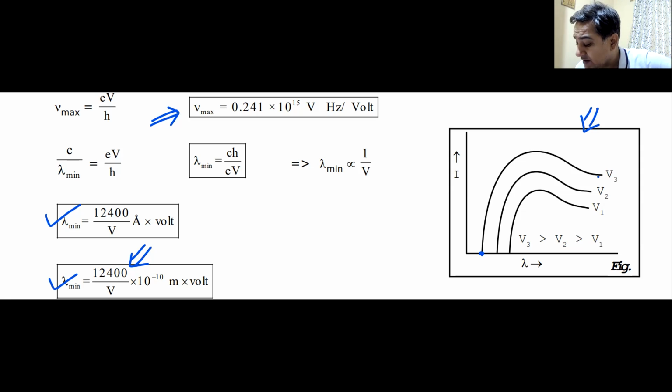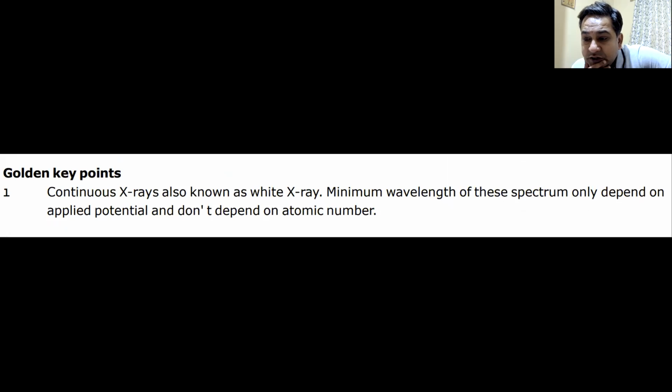But we must also understand that there would be... I think we have seen this point, a golden key point. Let me just again show you, just to make a point. And the point is pretty simple, and the point just says that continuous X-rays, which are also known as white X-rays, I think we have seen that point. The minimum wavelength of the spectrum only depends on the applied potential, and it does not depend on the atomic number. That means it does not depend on the type of the target metal that we are using. You use any metal, you will have this continuous X-rays coming.